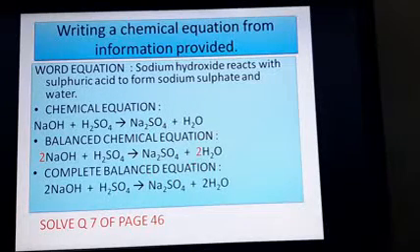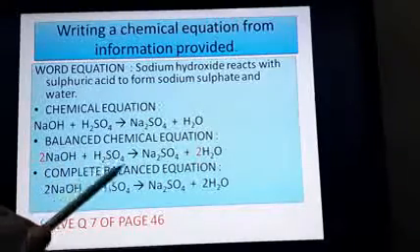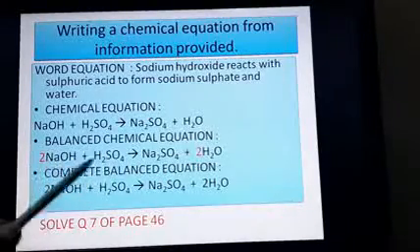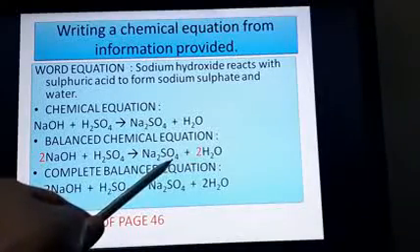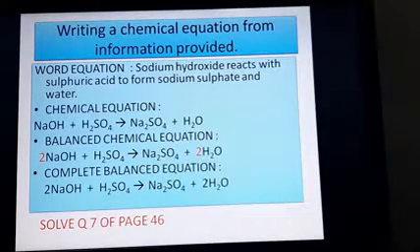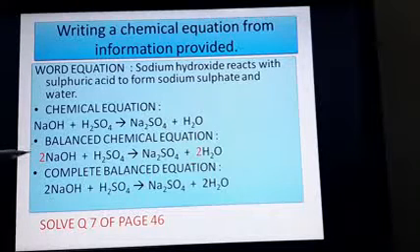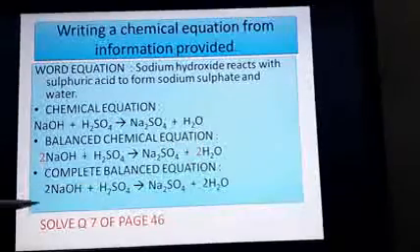And eventually you'll check and see that even the oxygen is balanced. So 2 oxygens for sodium hydroxide, 4 oxygens for H2SO4, totally 4 plus 2 is 6. And on the other side you got 4 atoms in sodium sulfate and 2 atoms in water. So together 6. So it's a balanced chemical reaction. So please note, after balancing the equation, we write it in the complete form like this.